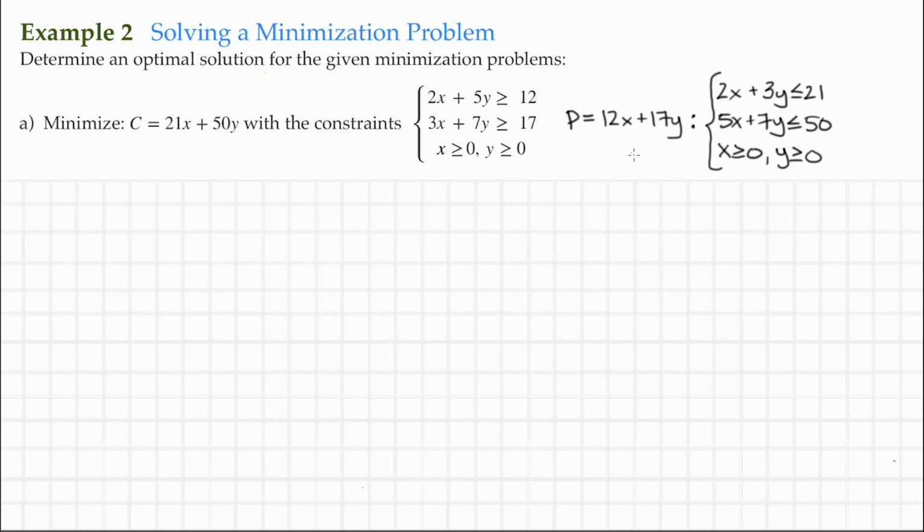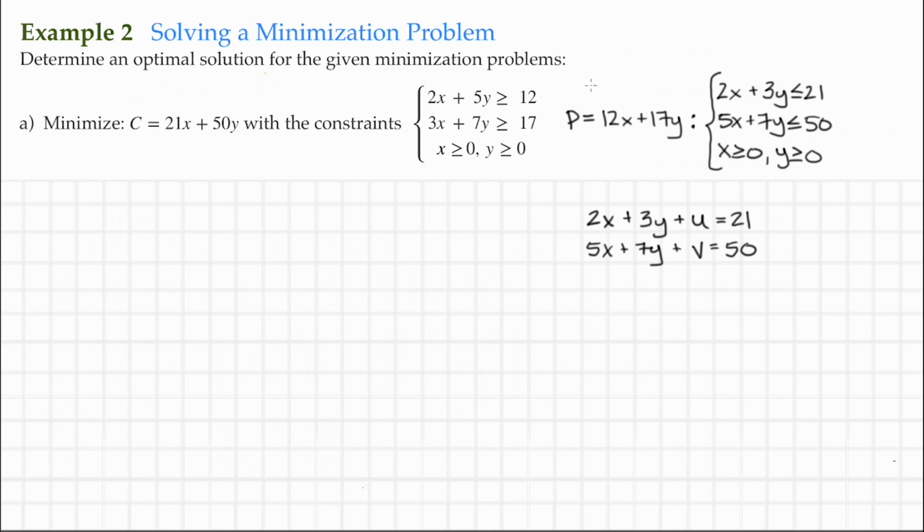So what we'll first do is we'll take this dual problem here and we'll write it as linear equations with slack variables. So we'll have 2x plus 3y, and then put in that slack variable. We'll use u, and that equals 21. Then we have 5x plus 7y, and we have to introduce a slack variable, and of course it's got to be different than this one up here, so we'll use v, and that's equal to 50.